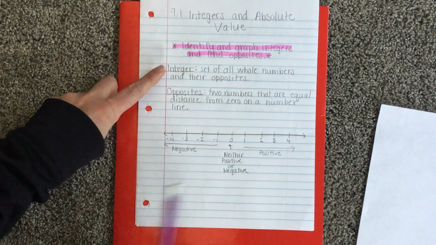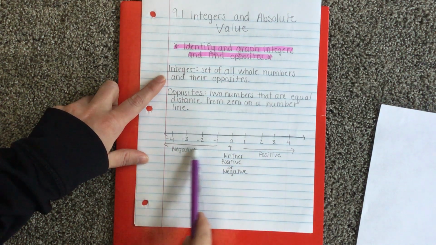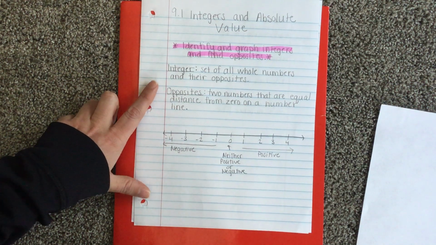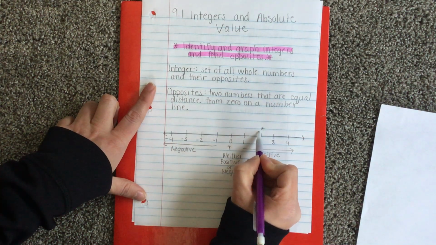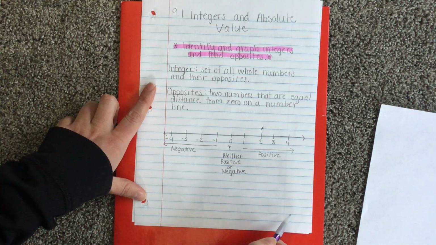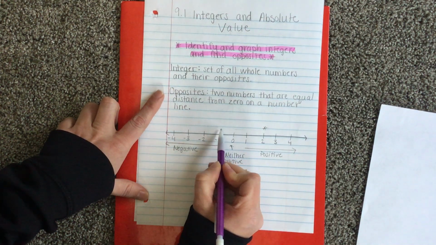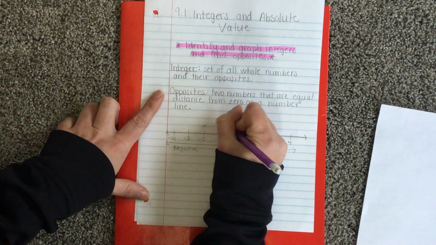Okay, so integers are a set of whole numbers. These are your whole numbers, and their opposites. Opposites are two numbers that are an equal distance from 0 on a number line. So let's say we have the number 2. Do you see that 2 is 2 units away from 0? The number that's opposite is 2 units away on the other side of 0. So 2 and -2 are opposites.